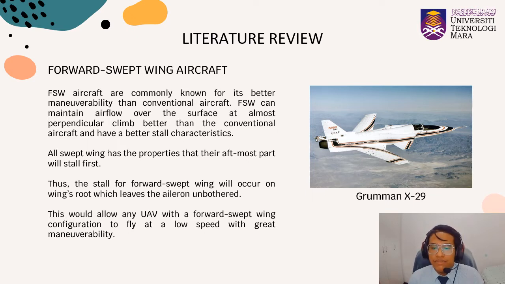As I stated before, forward swept wings are better in maneuverability than conventional aircraft. This is due to all swept wings having the property that their aftmost part will stall first. Thus, the stall for a forward swept wing will occur at the wing's root, which leaves the aileron unbothered. Unlike conventional aircraft, where the stall will first occur at the wing's tip, which makes the aircraft unstable and in need of external device support. This will allow any UAV with a forward swept wing configuration to fly at low speed with great maneuverability.